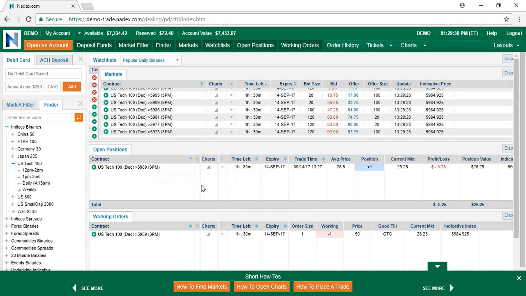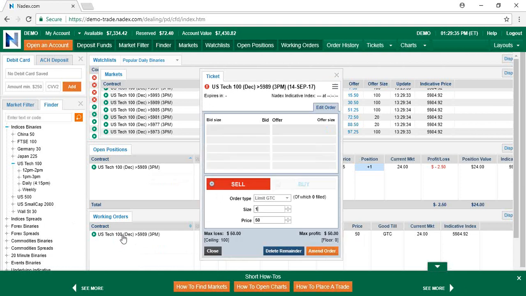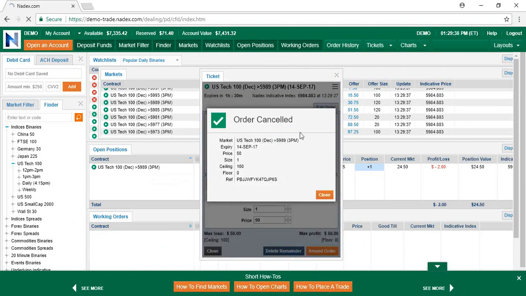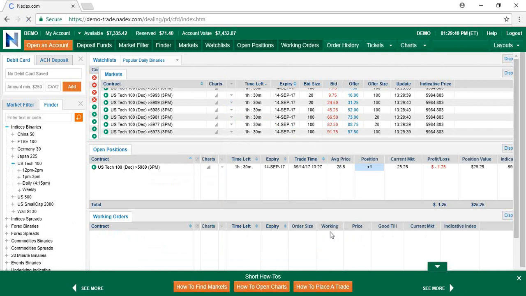Now, if I change my mind and I want to get out of that order, all I have to do is click it and just hit delete. Order canceled. It's no longer working. Okay? So that is a great management tool as well, to help be disciplined, to say, hey, I'm going to get in at this and I'm going to get out at that, as opposed to holding on to things, utilizing that tool.